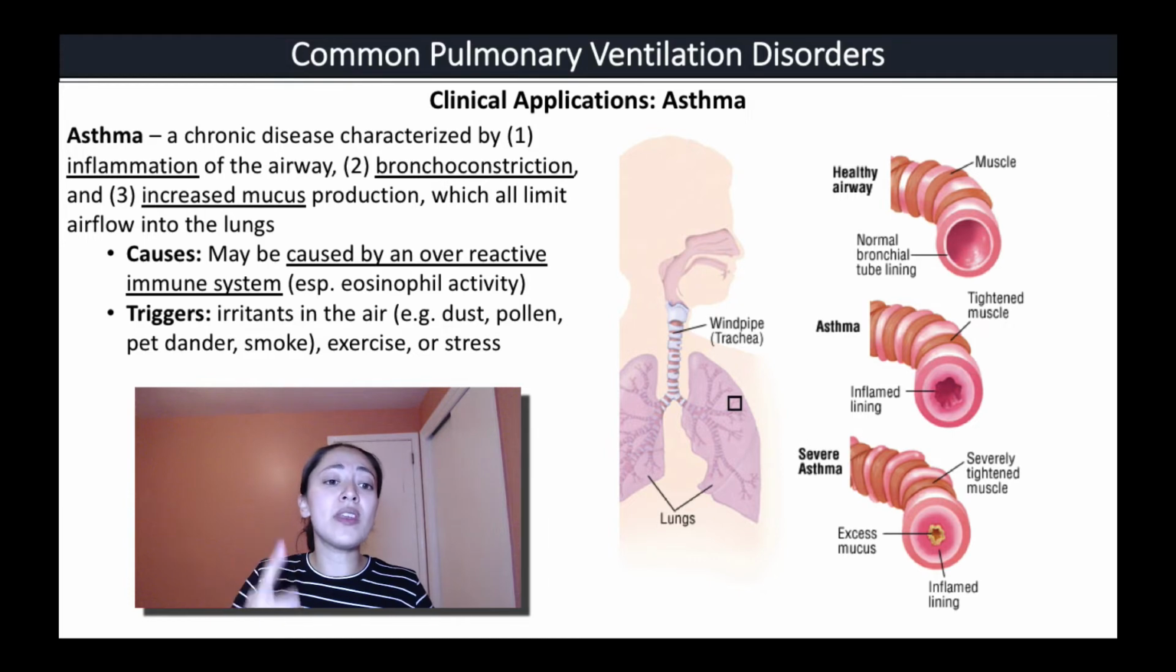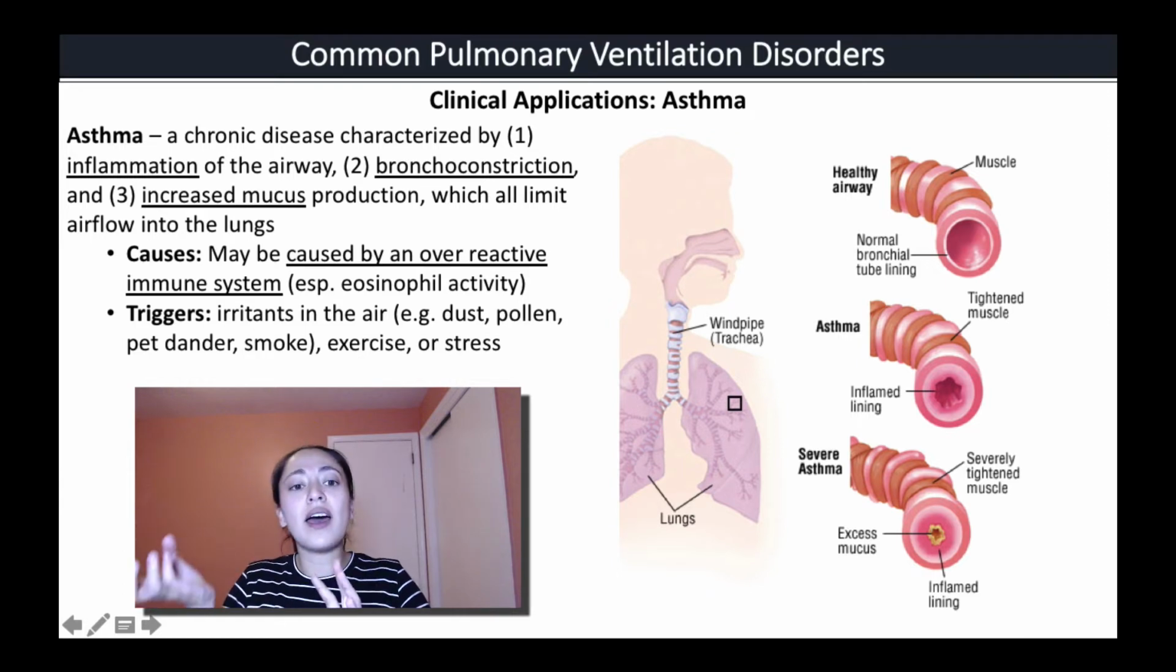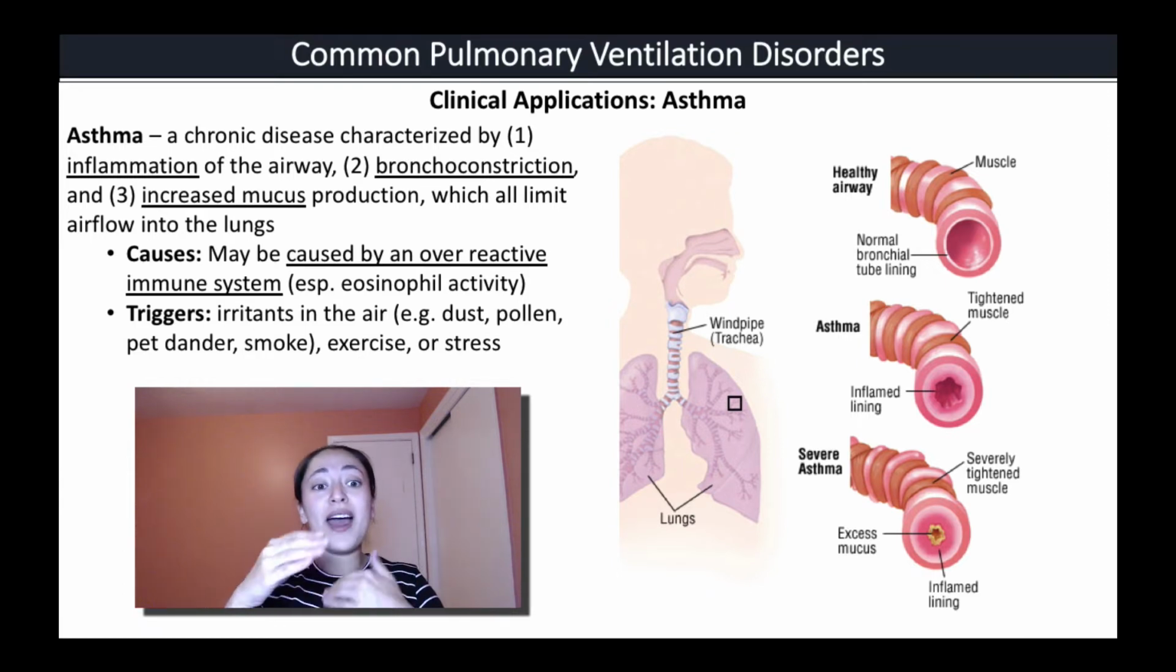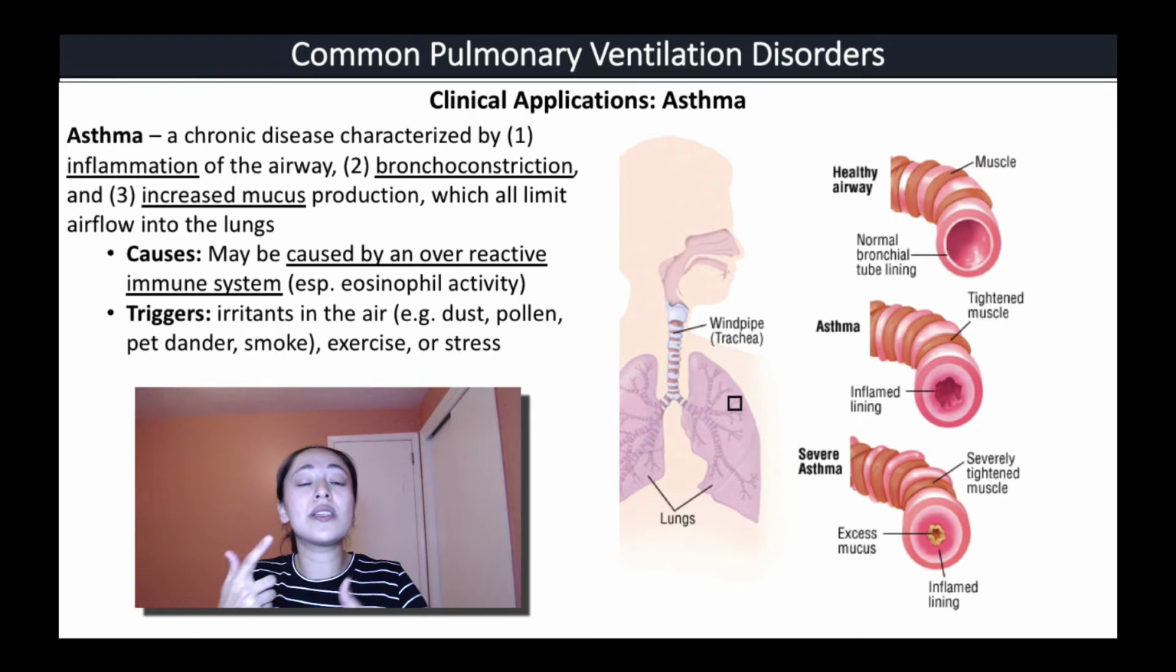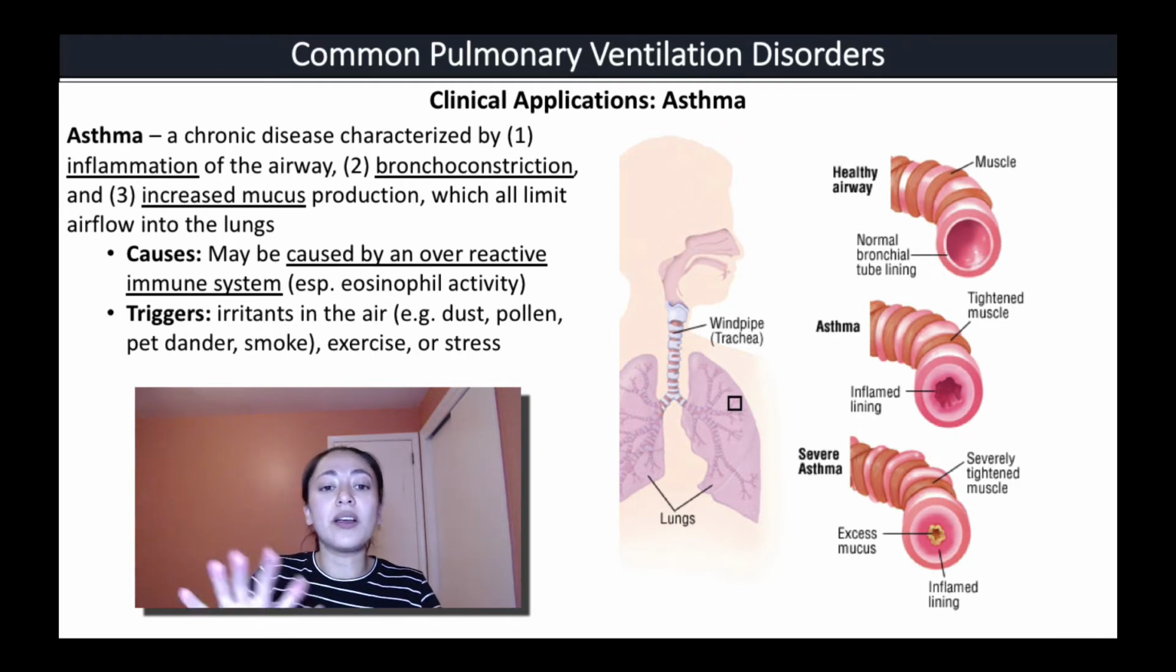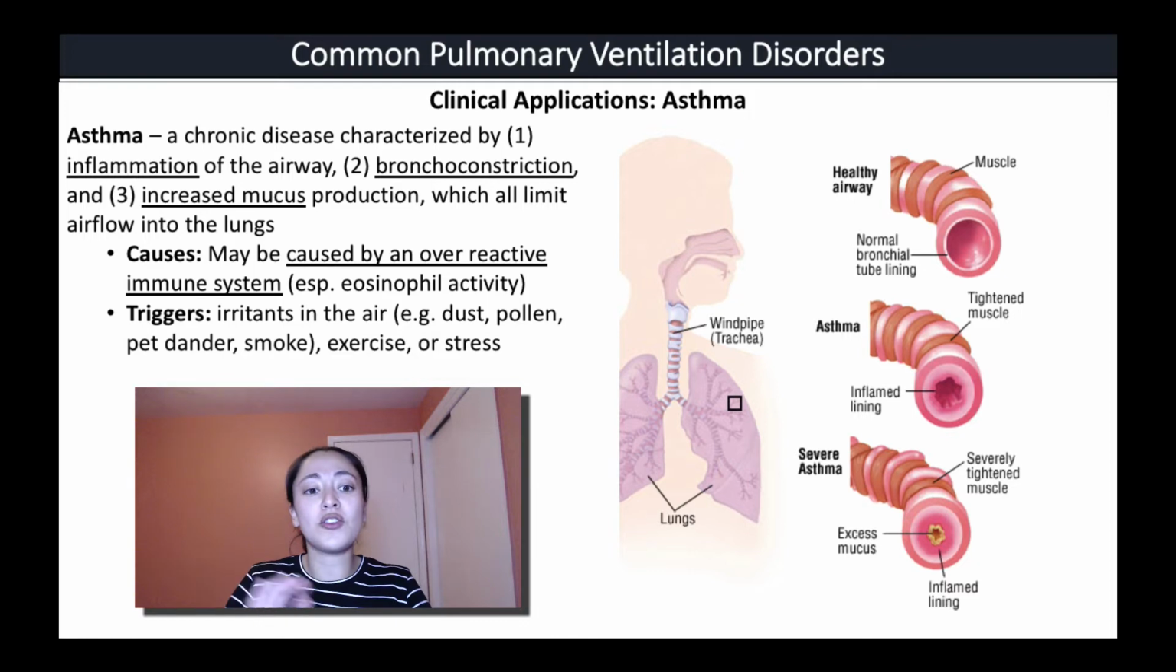One thing that we think may cause asthma to occur is an overreactive immune system, because studies have shown that people suffering from asthma tend to have a higher eosinophil activity within their airways. Certain things can trigger asthma to worsen, such as irritants in the air, like dust, pollen, pet dander, or smoke. Exercise can also sometimes increase the symptoms of asthma, as well as stress.